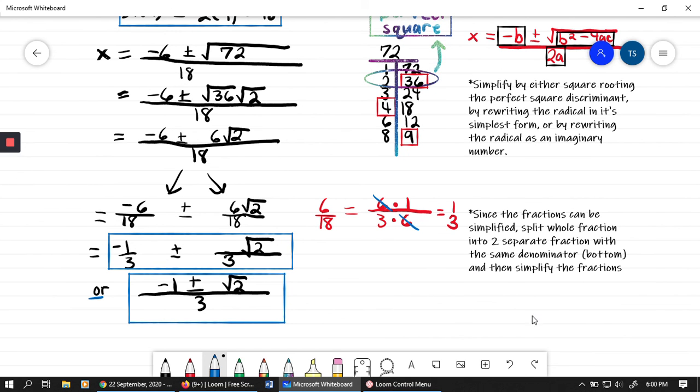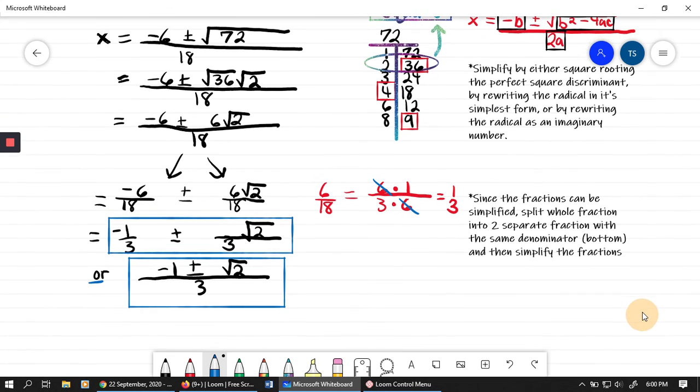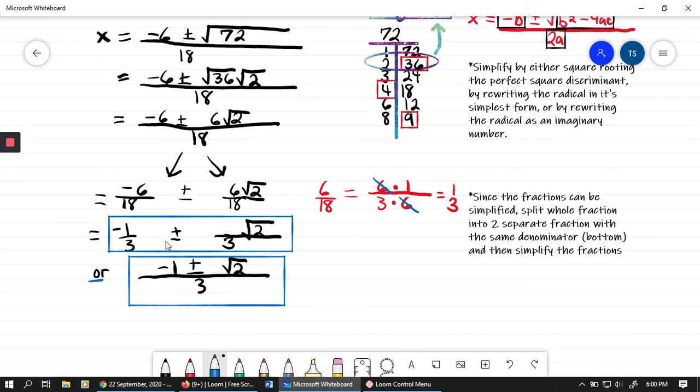Two versions of the same answer. Alright. So guys, that's it for this video. Again, this last problem had this solution here, where you could either write it as two separate fractions, or you could put it back together as just having one single fraction with the denominator or bottom as 3. And so that's it for this video. I do hope that this has been helpful to you with solving quadratic equations.